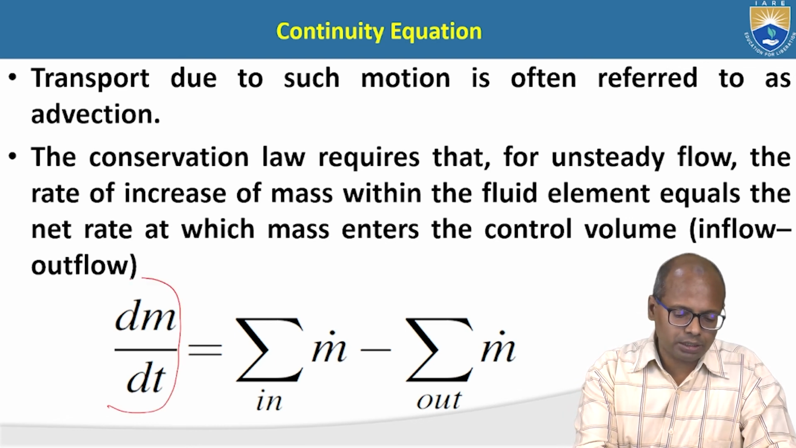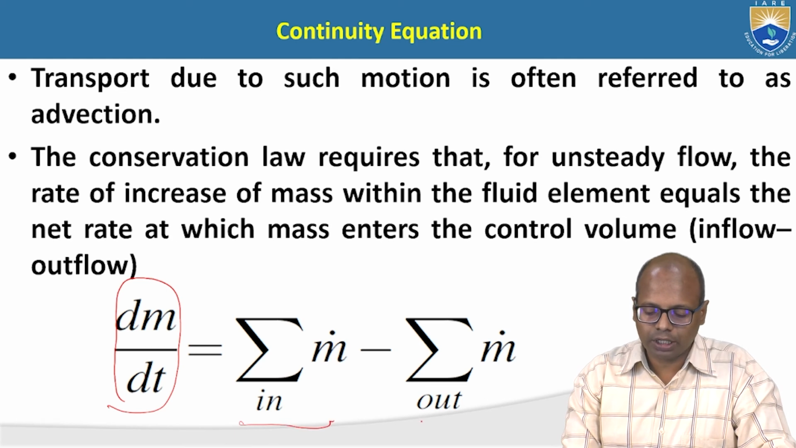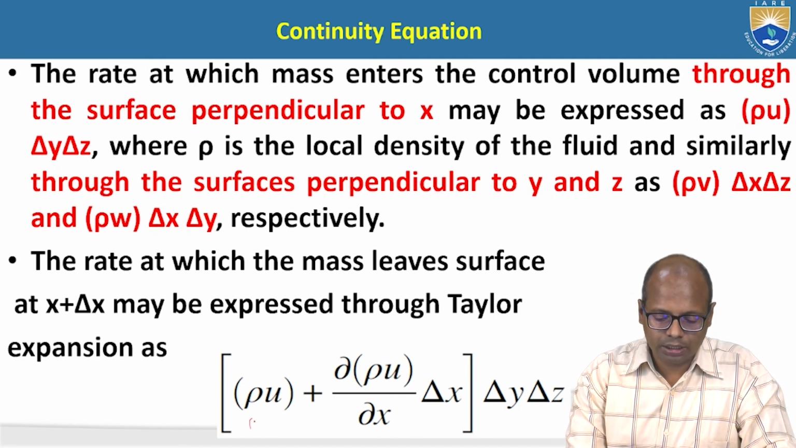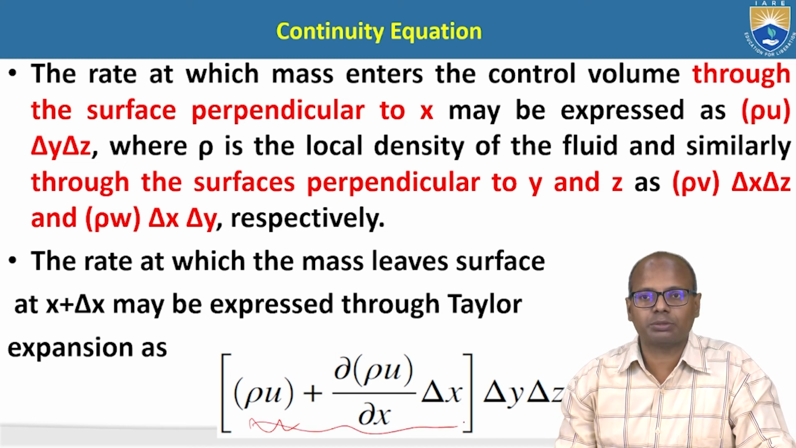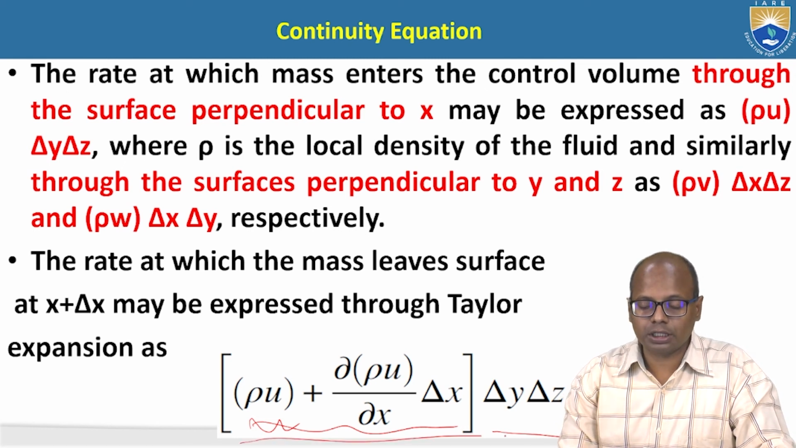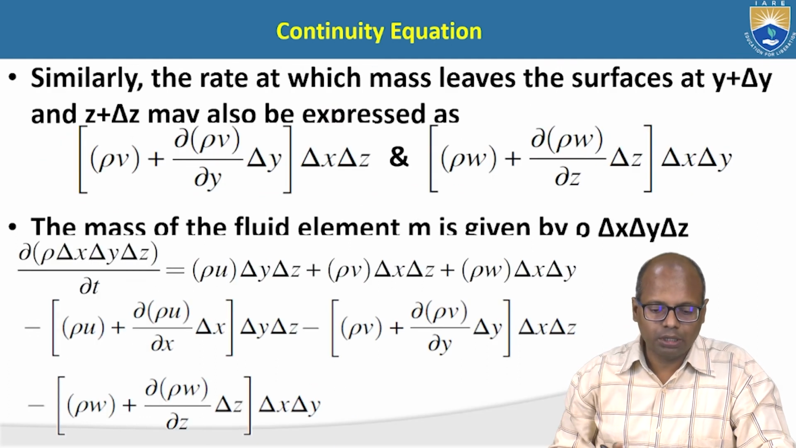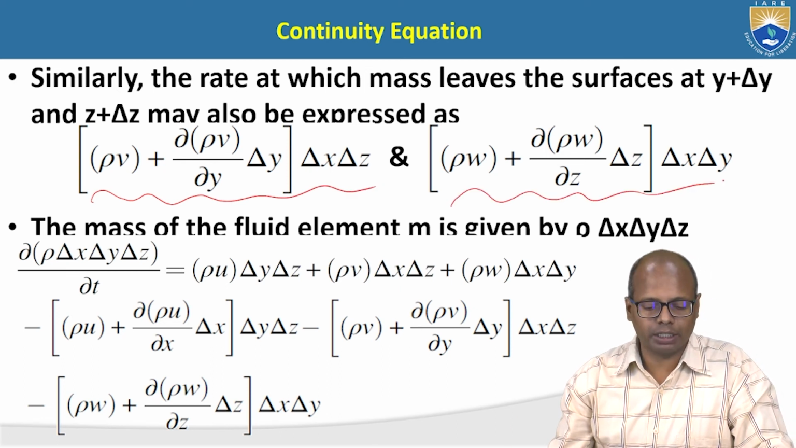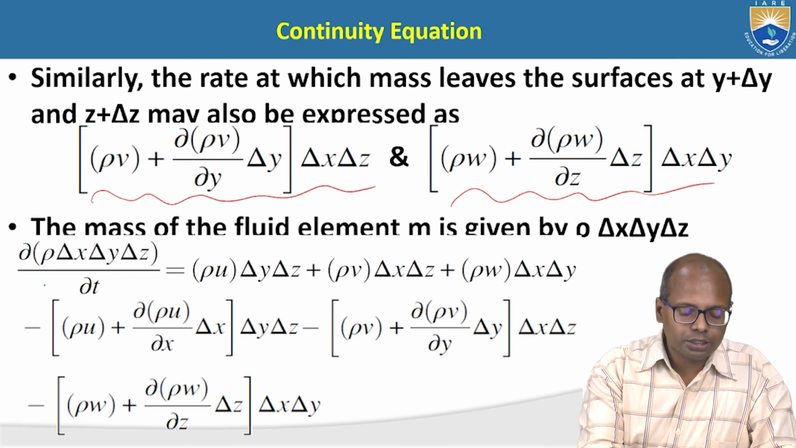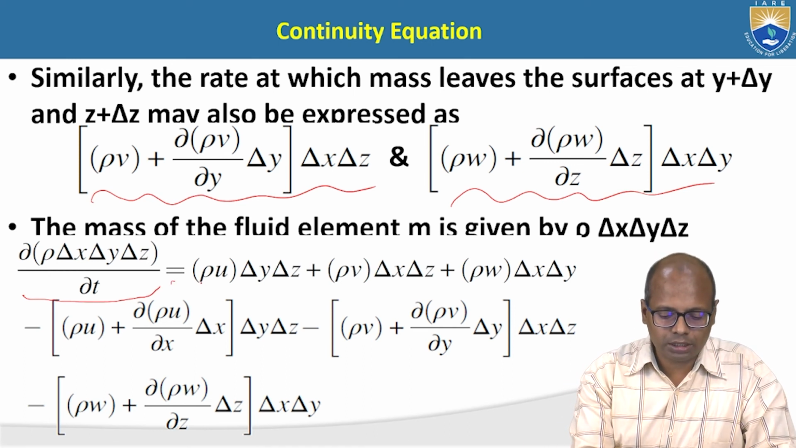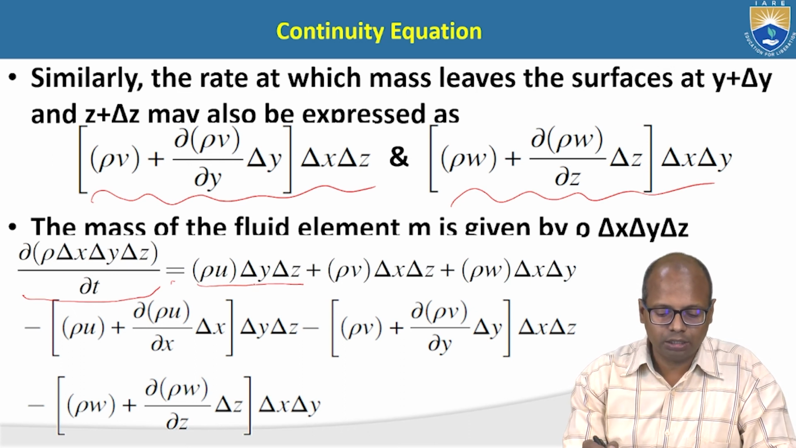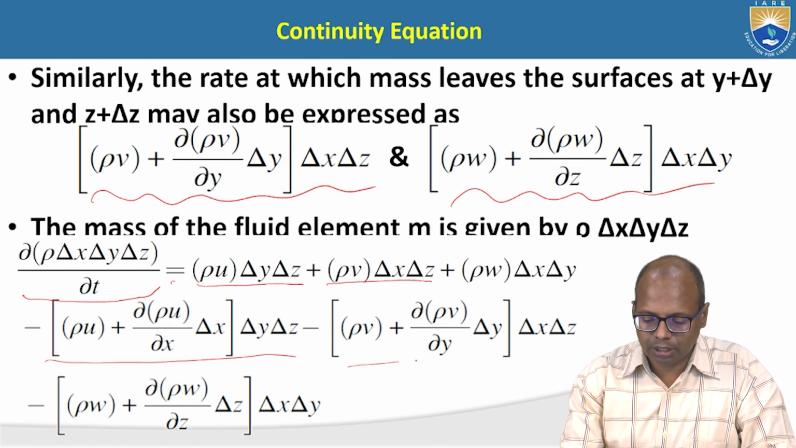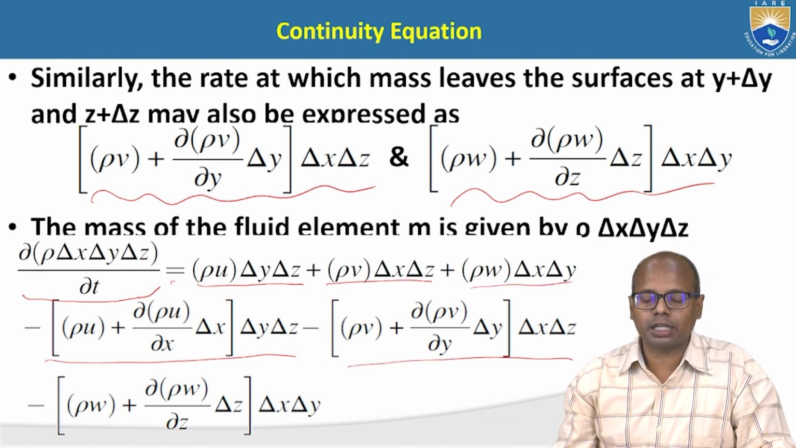So the rate of change of mass is equal to the difference of mass entering and leaving, that we have to add. So in x direction we have seen the mass leaving the surface. Okay, this is the net mass leaving the surface in x direction. Similarly, the net mass leaving in the y direction and the net mass leaving in the z direction is given like this. What we have to do is, the rate of change of mass of the element is equal to net mass entering in x direction minus net mass leaving in the x direction, net mass entering in y direction minus net mass leaving in the y direction, net mass entering in the z direction minus net mass leaving in the z direction.